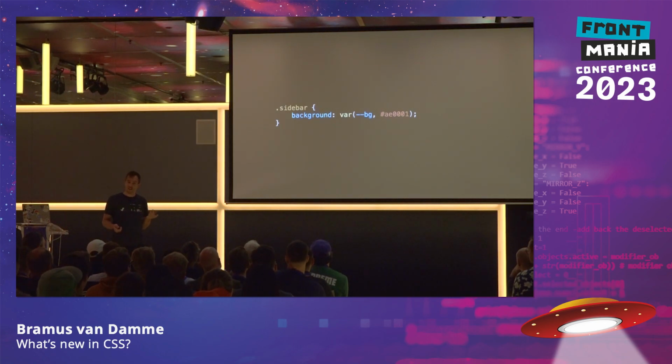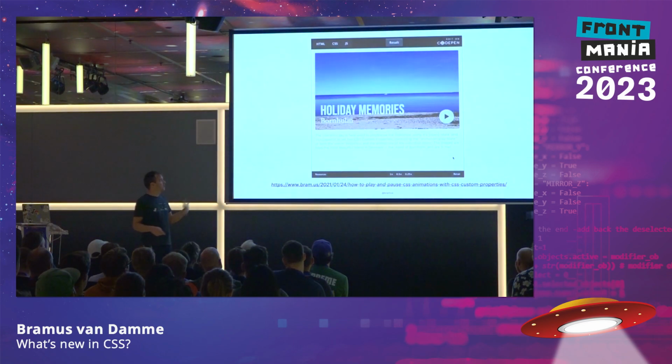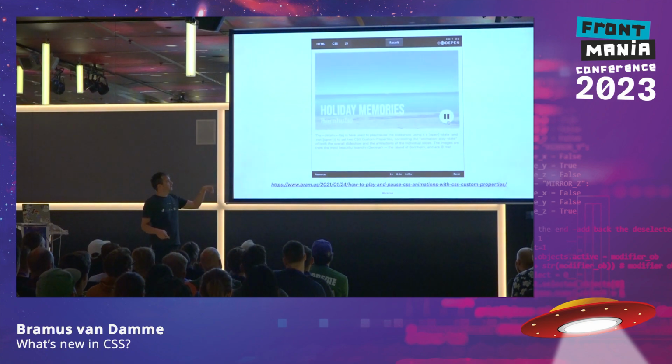So cool. You can also have default values. In case you didn't know, this is a lesser-known feature. After the variable you're referring to, add a comma, and then the default value. So if it's not defined, use that one. And then you can also change it on the fly based on other things. Like here, for example, if a checkbox is checked, then an animation should play instead of being paused. So you click it, and then the animation is running. And this is all CSS.